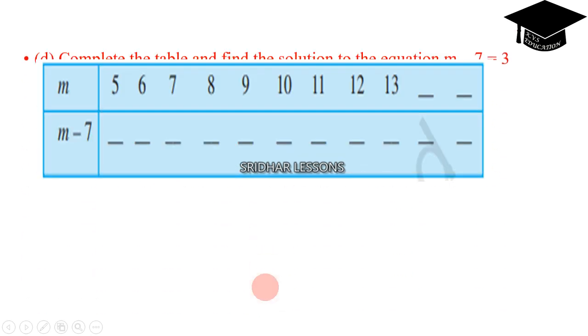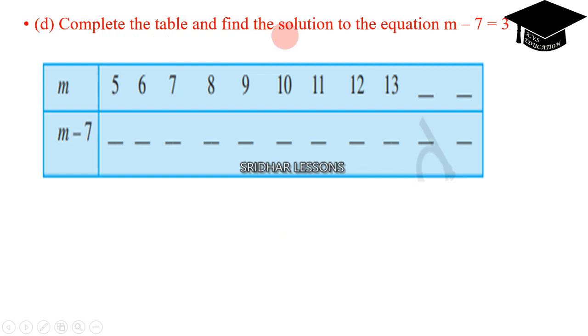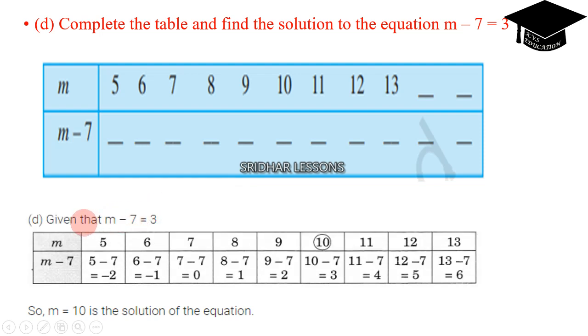Next, complete the table and find the solution to the equation m minus 7 is equal to 3. Given that m values are 5, 6, 7, etc., and here m minus 7. In the place of m, we have to put the values of 5, 6, etc. to get this equation. We will see.